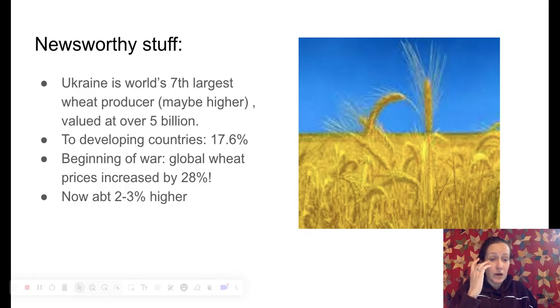At the beginning of the war, wheat prices went up a lot, 28%. And now it's sort of stabilized, but it's still about 2 or 3% higher across the globe. Add inflation to that, right? Every penny helps when we're doing the world today.